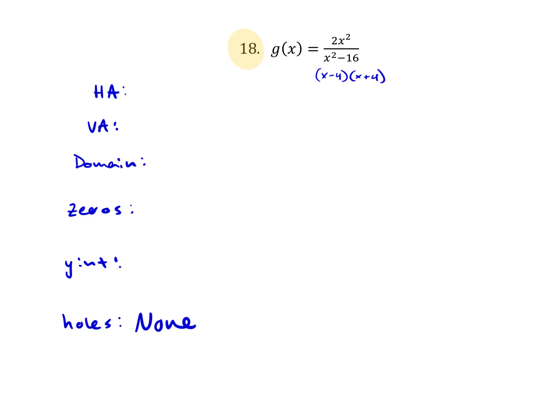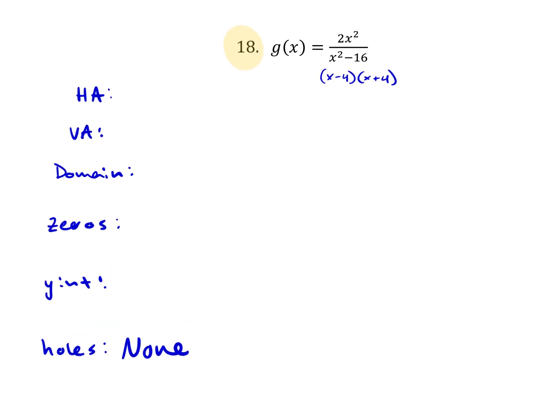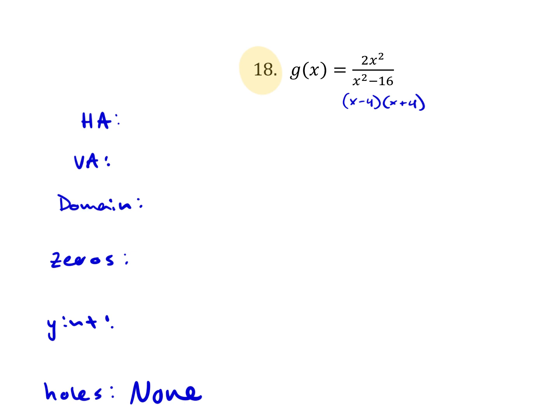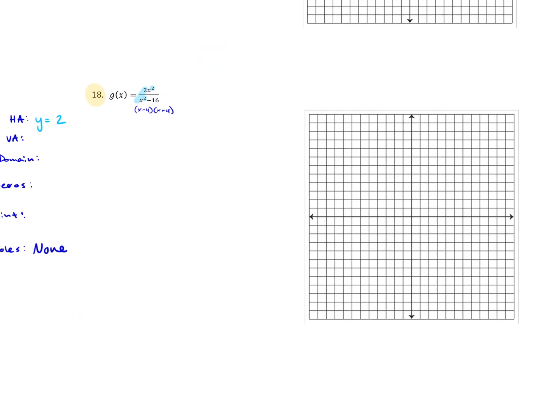Next, let's find our horizontal asymptote. What are we looking for the horizontal asymptote? The exponents. So our exponents on the top and the bottom are the same. What does that mean? We look at the coefficients. So what would our horizontal asymptote be here? Y equals 2. Awesome. Y equals 2 over 1, which would just be 2. Let's graph that. So I've got a horizontal line through 2.